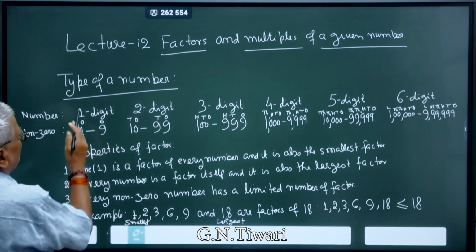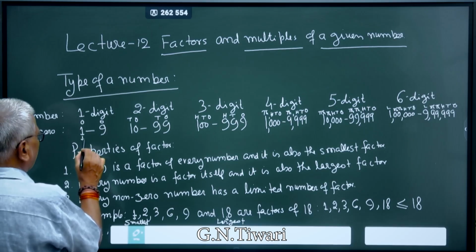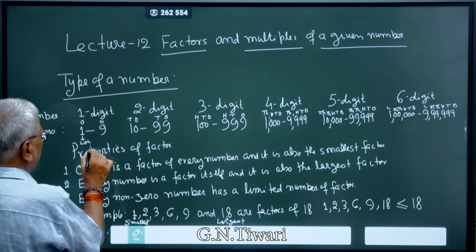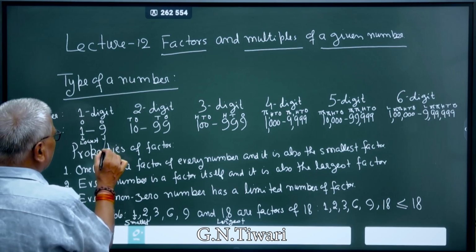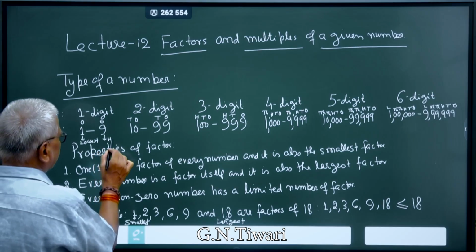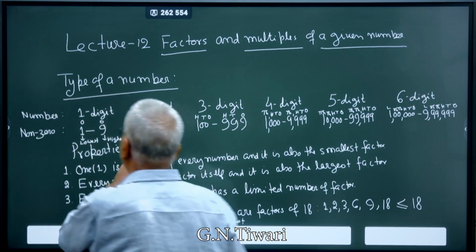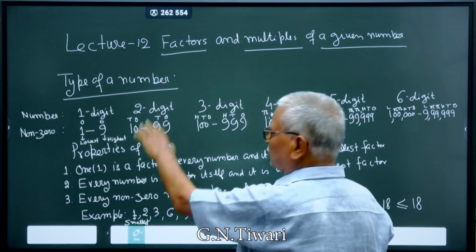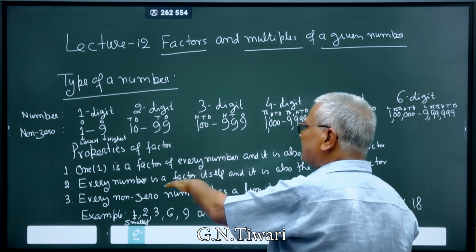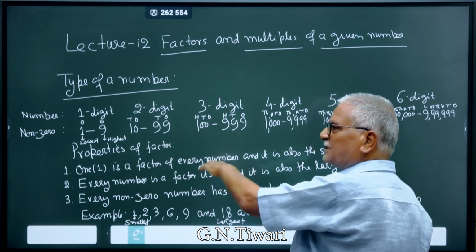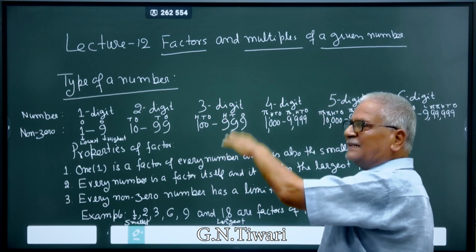In this case, the most important thing is that the single-digit numbers start from 1. It is the lowest number, and the highest number is 9. Similarly, 10 is the lowest two-digit number, 99 is the highest two-digit number, 100 is the lowest three-digit number, and 999 is the highest three-digit number.